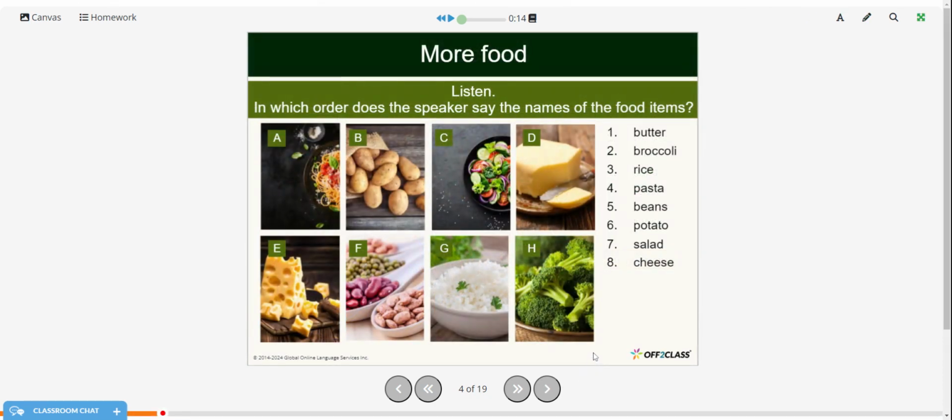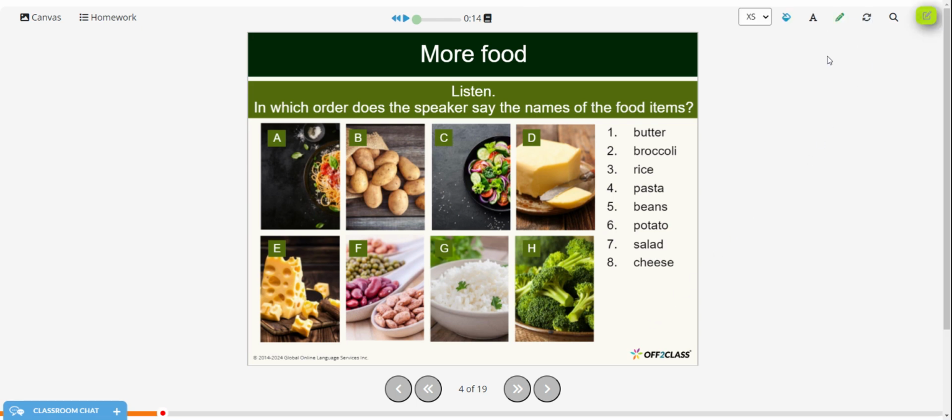All right, now we're going to listen again, and you're going to be listening for which order the speaker says the names of the food items. So first, let's match up the food items, however, with the pictures. So go ahead and pause the video, take a moment to see if you can match the pictures with the words on the right.